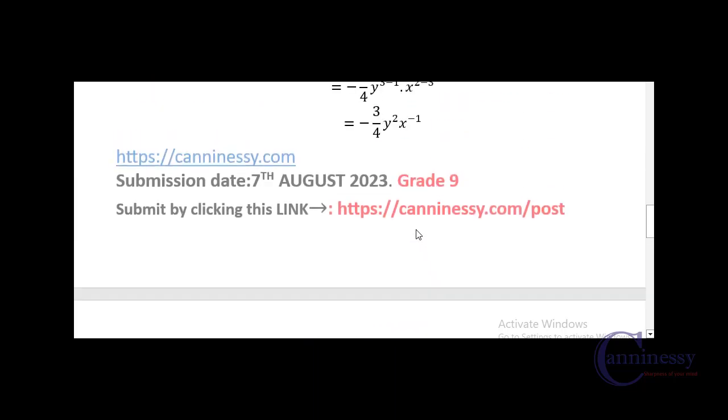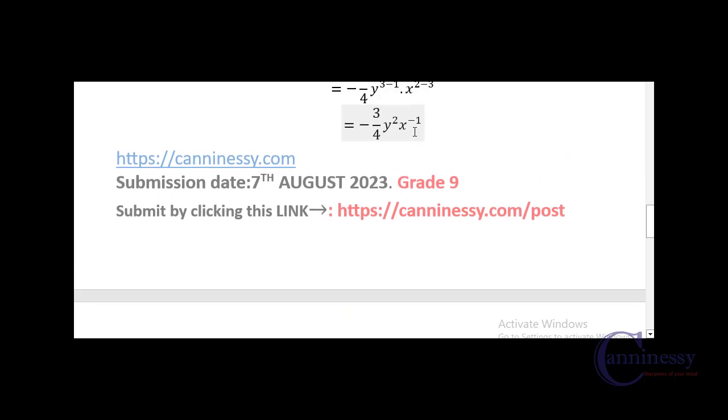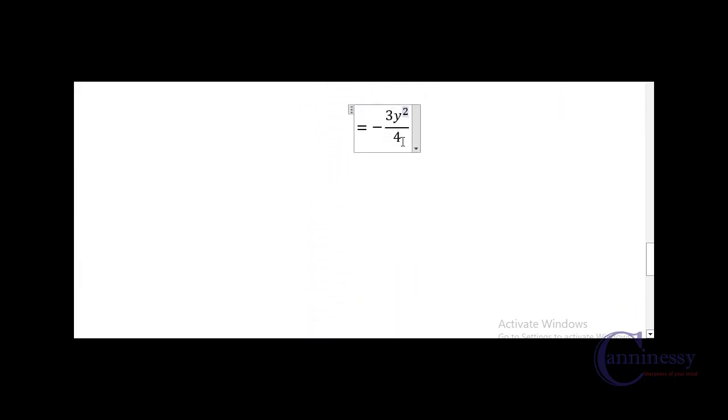Then let's look. There we have y to the 2 on the numerator, right? Then on the denominator we have x. If you don't understand, just go through our previous examples and redo them, then you understand how I came about negative 3y squared over 4x. So this will be our final answer.